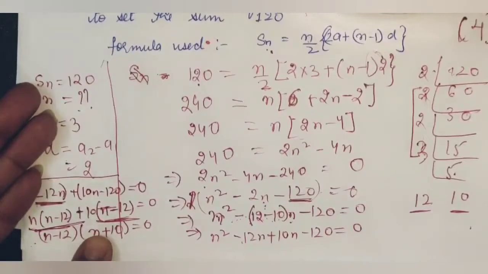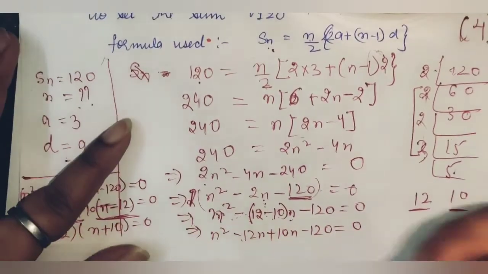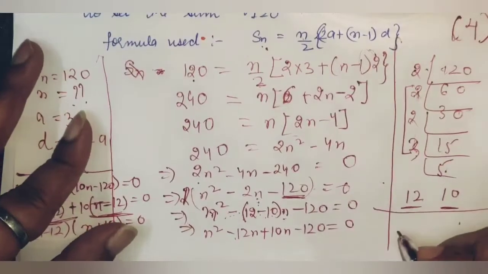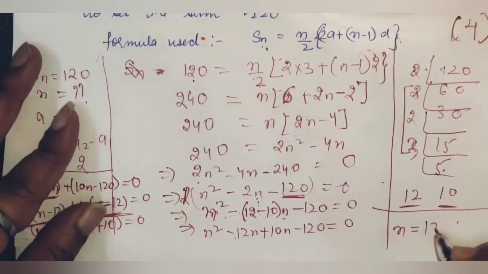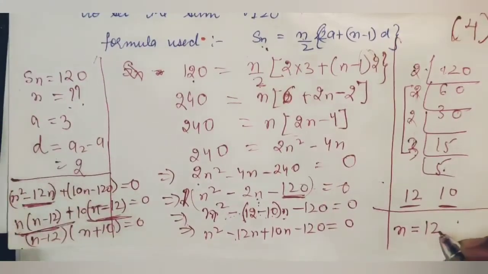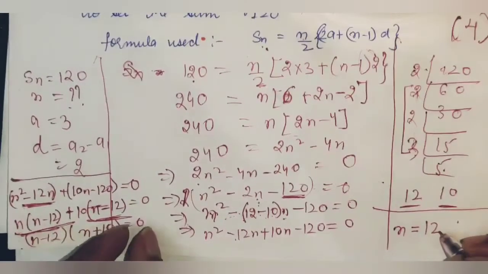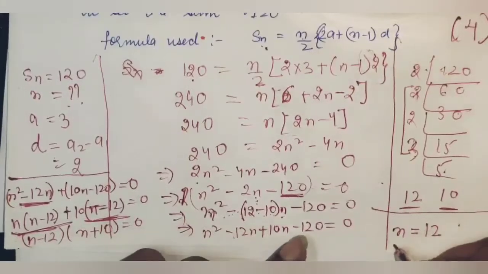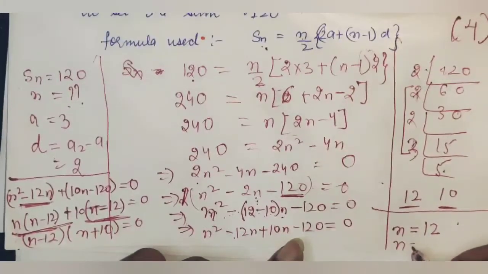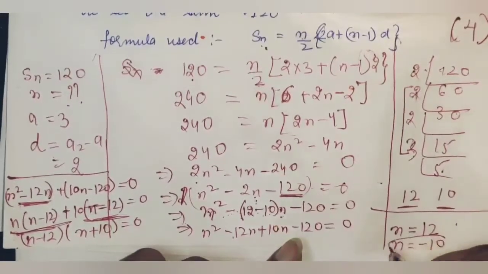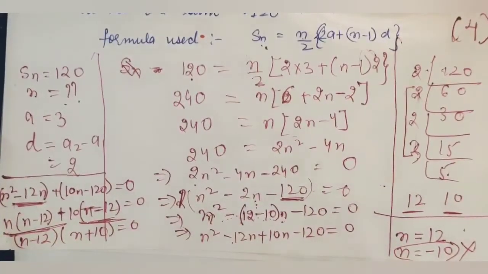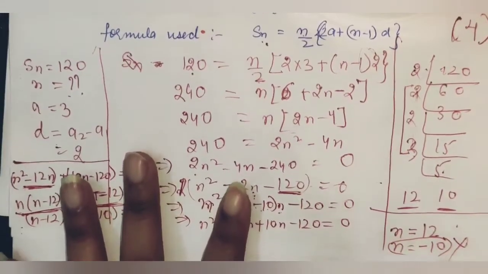From here we can write that n is equal to 12, because we will compare n minus 12 equals to 0 separately and n plus 10 is equal to 0 separately. So n is equal to 12 and n is equal to minus 10. Obviously we will discard this value because the number of terms cannot be negative.